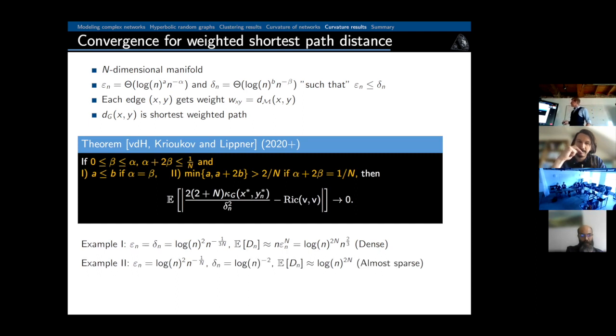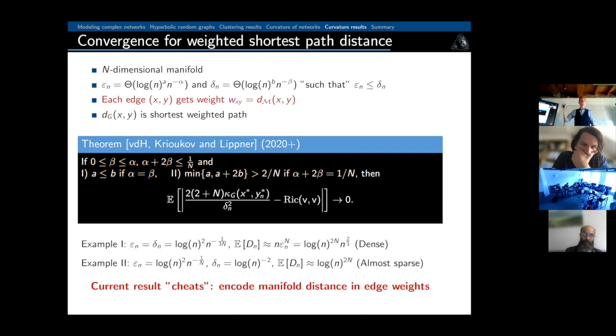Now you can also go to an almost sparse regime, so you can go all the way up to logarithmically diverging average degree. We can't go to sparse, but we can go to almost sparse. So even in the almost sparse case, you can still recover this curvature, but you just need your delta to decrease slower and these types of things.